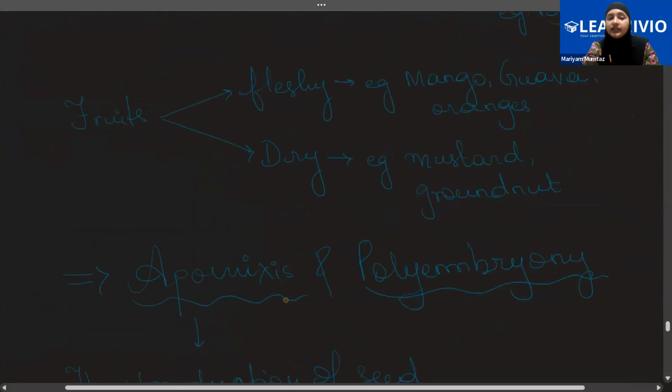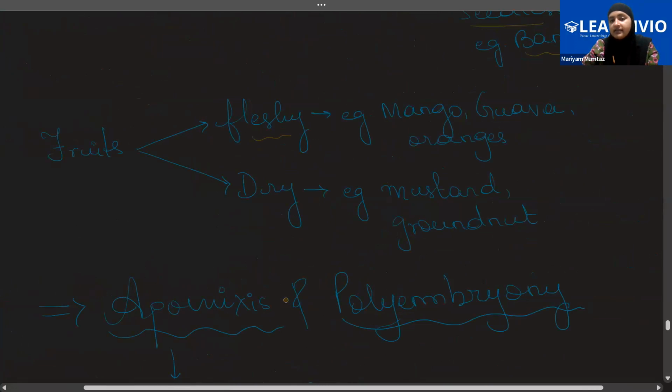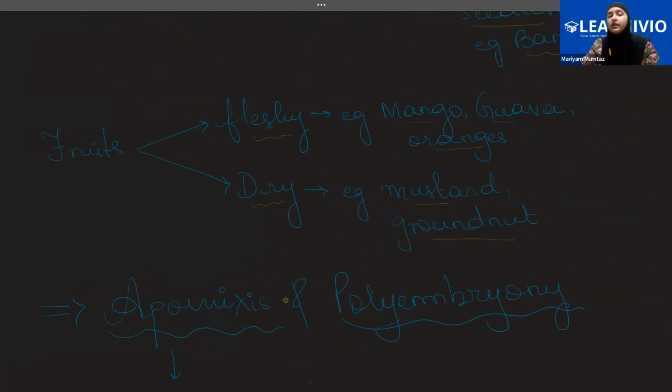Moving forward, the fruits can also be fleshy, such as mango, guava, oranges, and the fruits can be dry as well, such as mustard, groundnut. The only thing to remember over here is that in English we study that certain things are fruits, certain things are vegetables. But remember, in terms of biology or sexual reproduction in flowering plants, fruits are nothing but the product of fertilization. So whether it is mustard or groundnut, beans is a vegetable, peas is also a vegetable, but it will be considered as fruit.